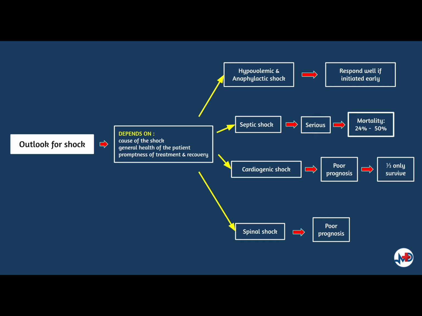Cardiogenic shock has generally a poor prognosis, and it has shown that only a third of the patients survive. As for spinal shock, it has very poor prognosis because the spinal cord mediates so many important bodily functions.